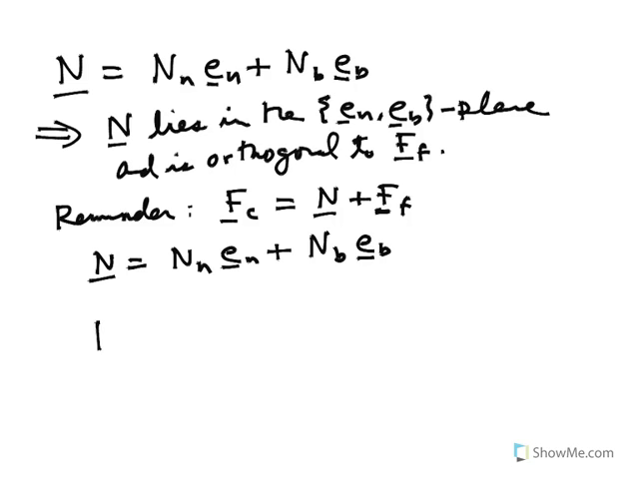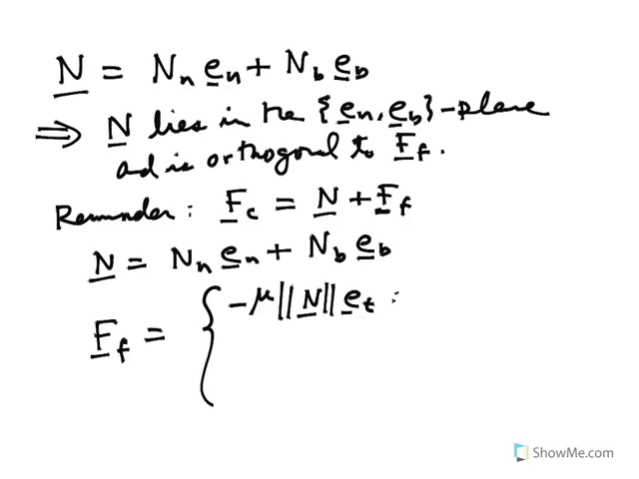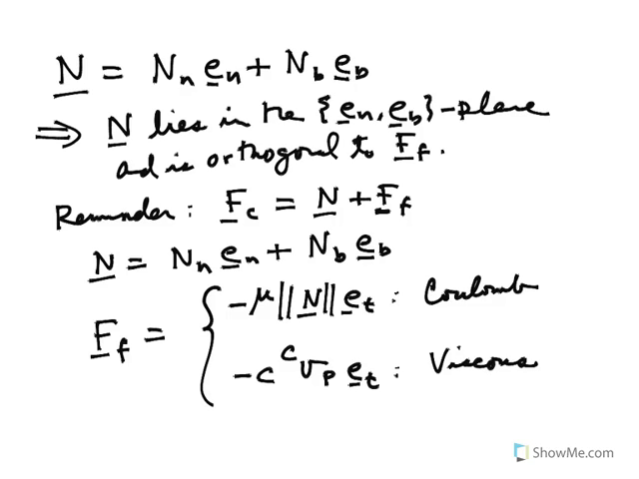The friction force comes in one of two different forms. In the case of Coulomb friction, we get minus mu times the magnitude of the normal times the tangent vector. And for the case of viscous friction, we get minus c times the speed relative to the curve times the tangent vector. So now we've completed the discussion of a particle moving while in contact with either a surface or a curve.